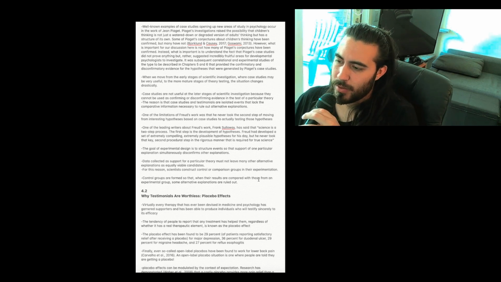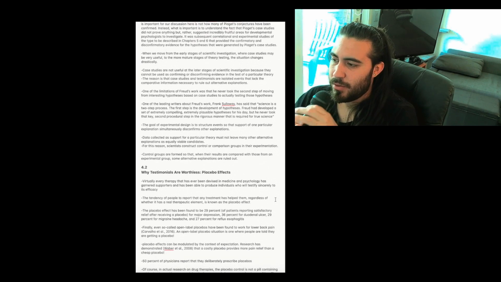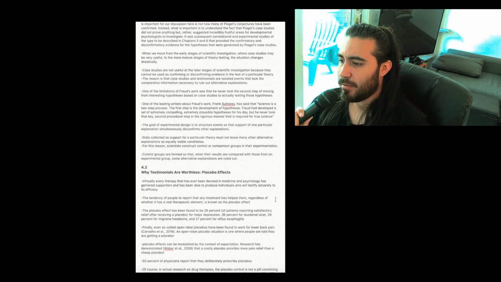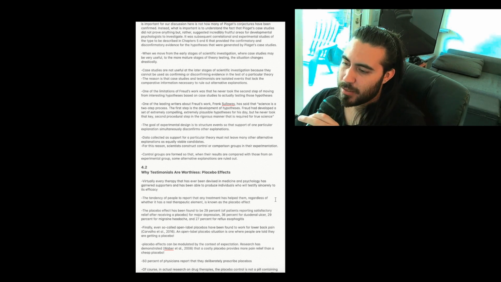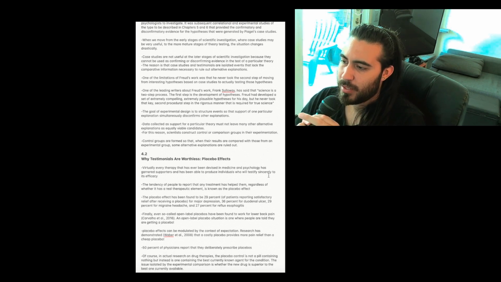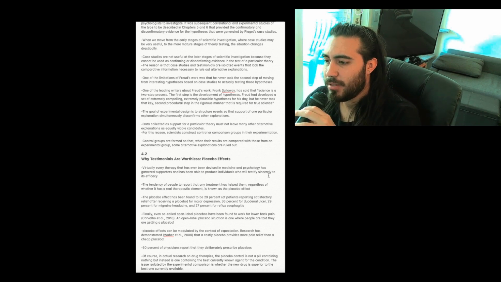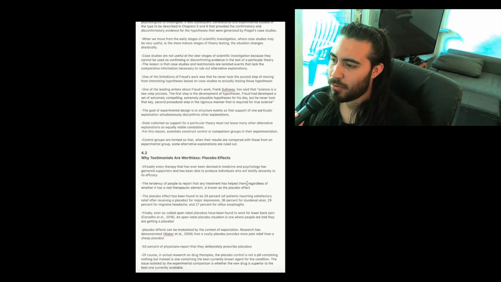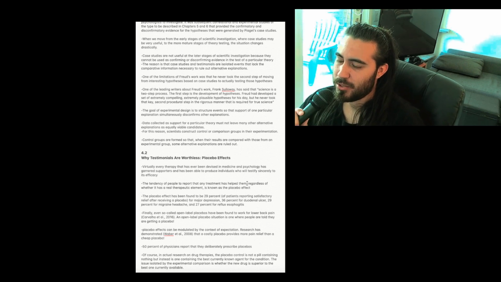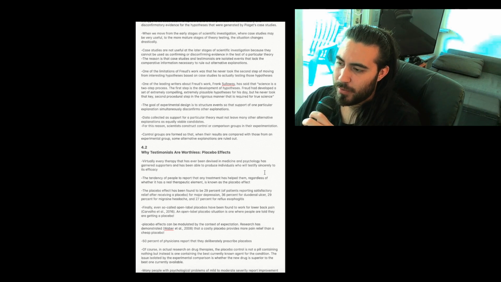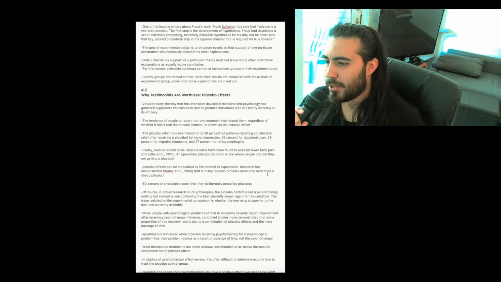The goal of experimental design is to structure events so that support of one particular explanation simultaneously disconfirms other explanations. Data collection as support for a particular theory must not leave many other alternative explanations as equally viable candidates. For this reason, scientists construct control or comparison groups in their experimentation. Control groups are formed so that, when their results are compared with those from an experimental group, some alternative explanations are ruled out.